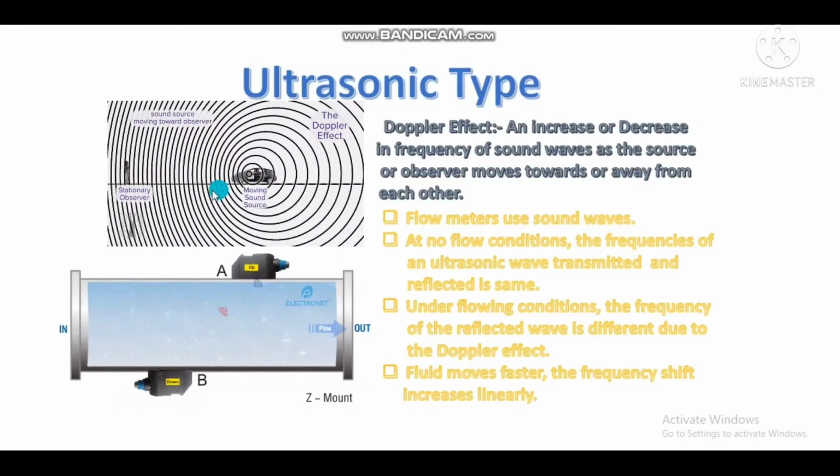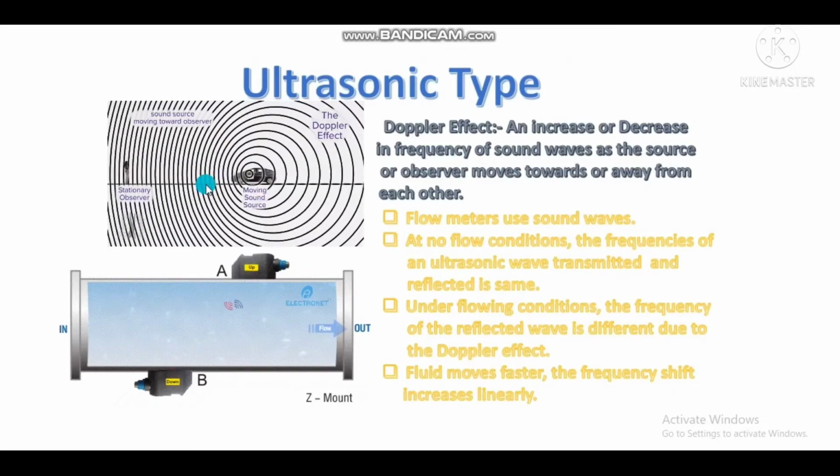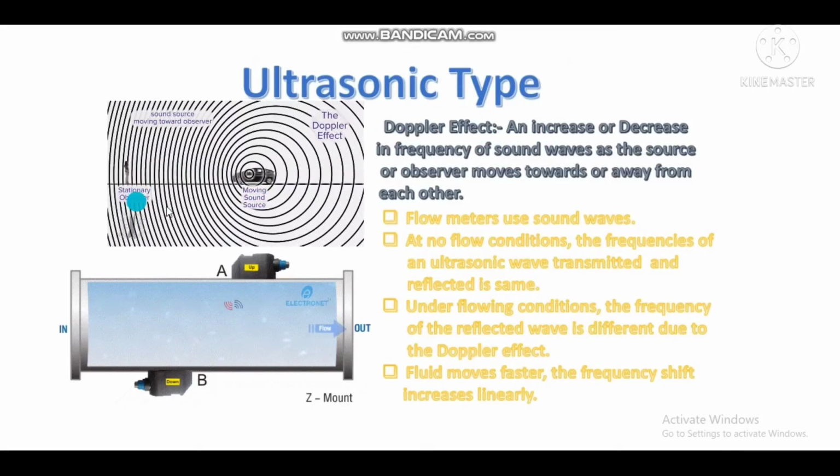When the sound source comes towards the object, the sound gets closer and the frequency gets higher. When it is moving away from the object, the frequency gets lower. So this is the basic phenomenon of the Doppler effect. We can see this here: the car is moving towards the source and the stationary object is there. The Doppler effect takes place here, with the sound source moving towards the observer.